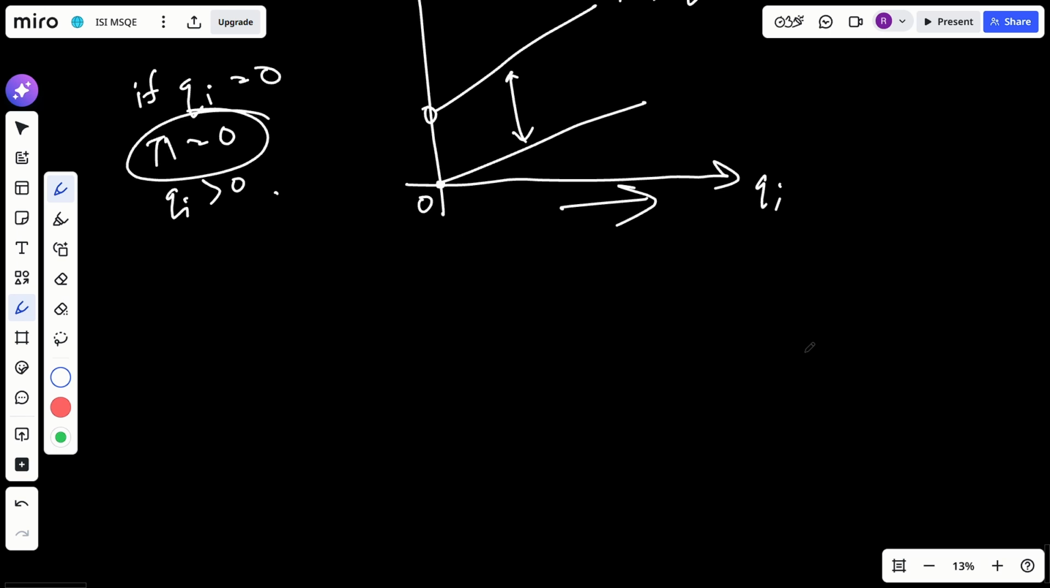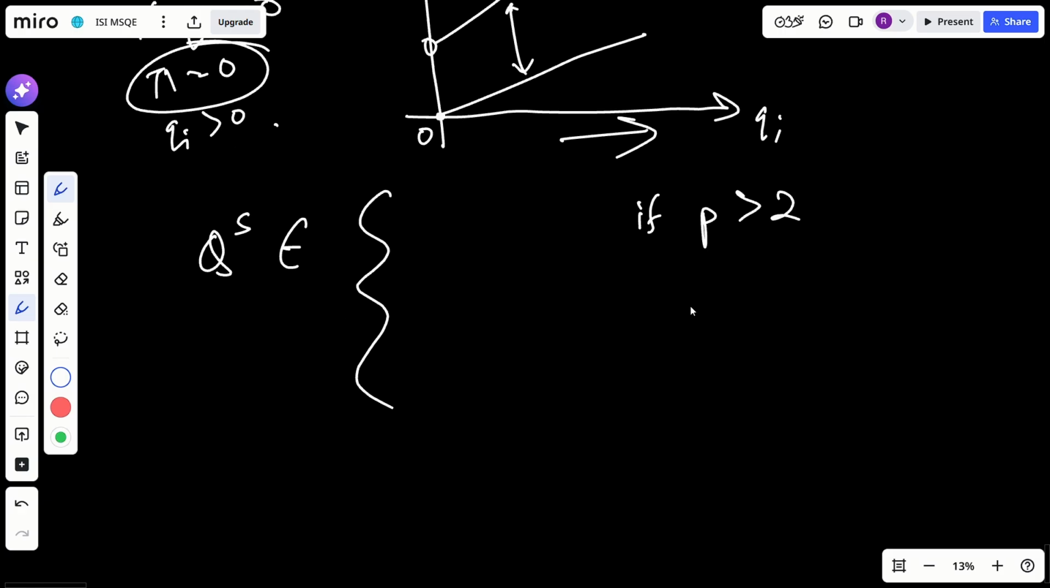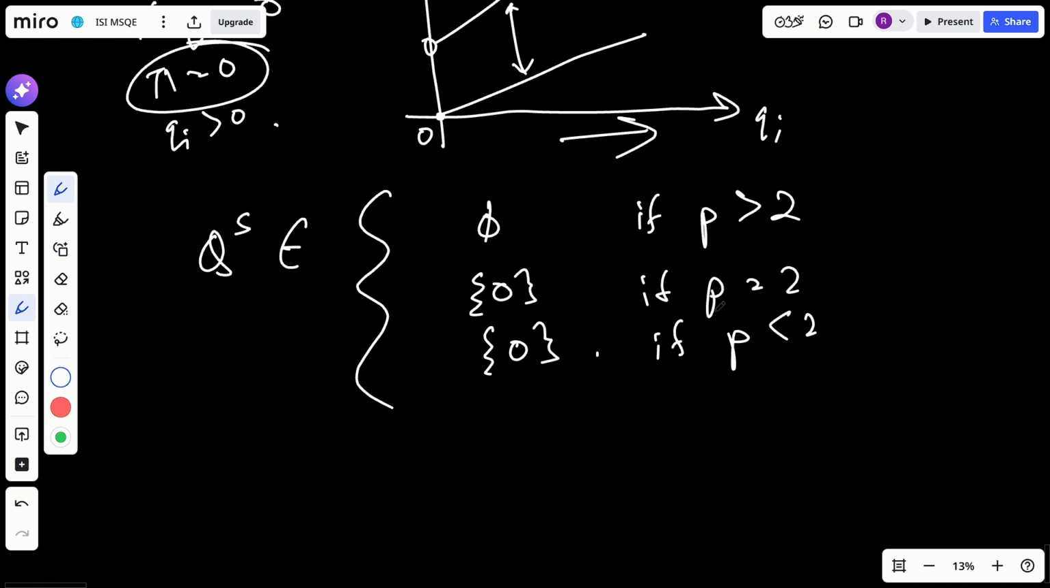Using this, I will find the market supply function. What will be the market supply function? If P is greater than 2, each individual firm will have no set of solutions, so the market supply will also have no set of solutions. If P is equal to 2, every firm is going to produce 0, so market supply will also be 0. If P is strictly less than 2, the same thing happens.